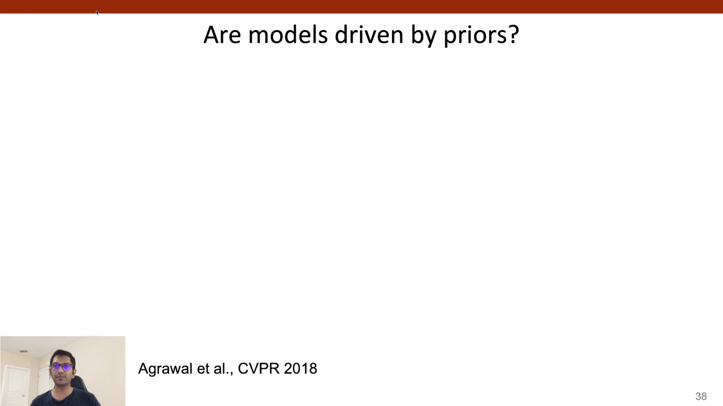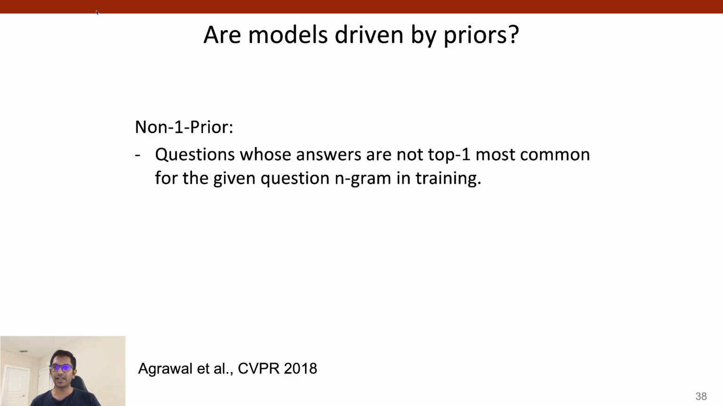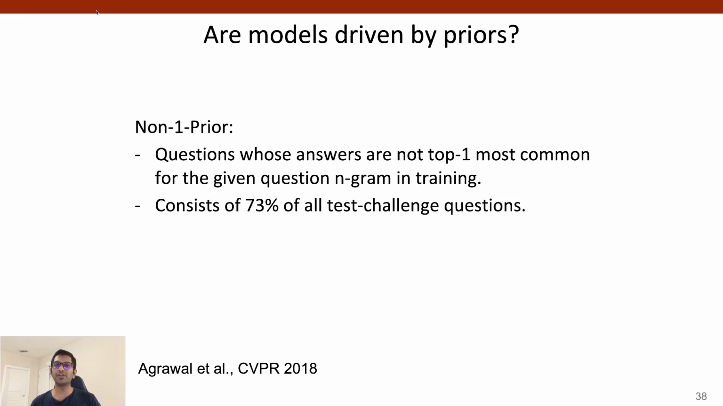It has been shown by recent studies that today's VQA models are heavily driven by superficial correlation in training data. So, it is interesting to ask how much the current entries are driven by priors in training data. In order to answer this question, we compute the accuracy over those questions whose ground truth answers are not the top 1 most common answers for the given n-gram in training. These questions consist of about 73% of the whole test challenge questions.